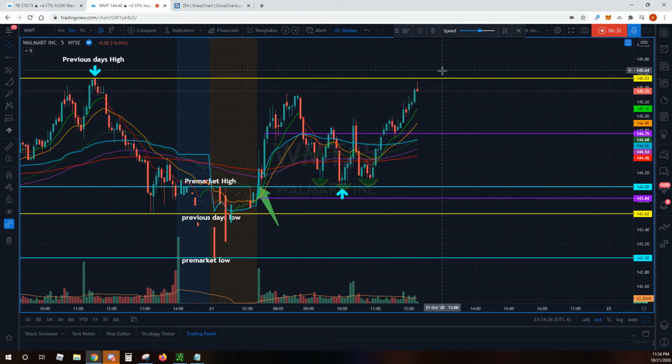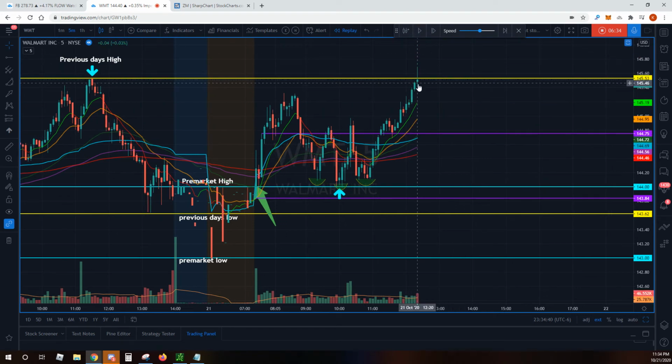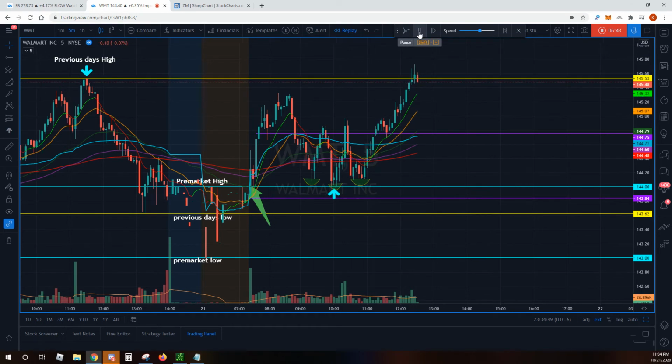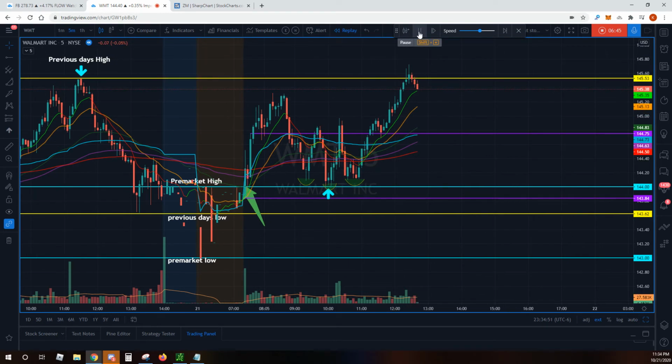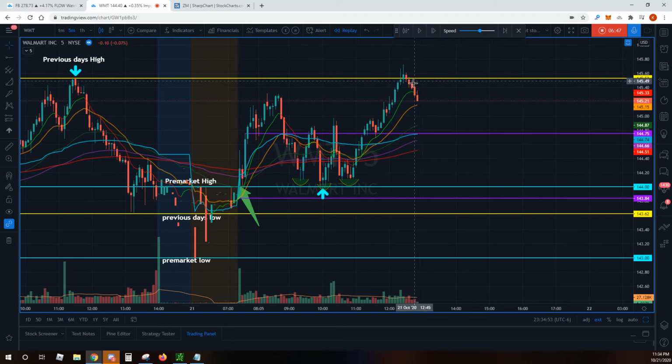And at this point is where I posted in the group, like, hey, watch this level for the reversal because it's the previous day high. So that's what we're looking for. There it goes. 2, 3 candles right here. 1, 2, 3. It's bearish. Plus you have a little bit of confirmation right there.